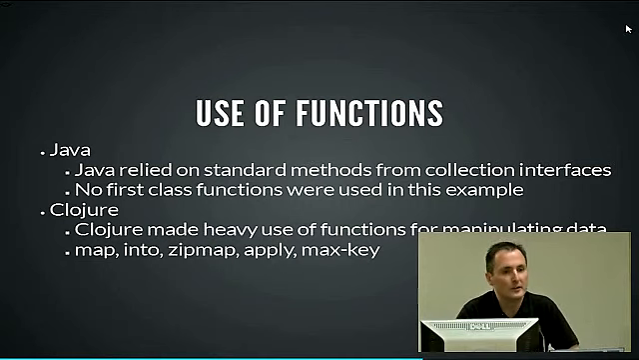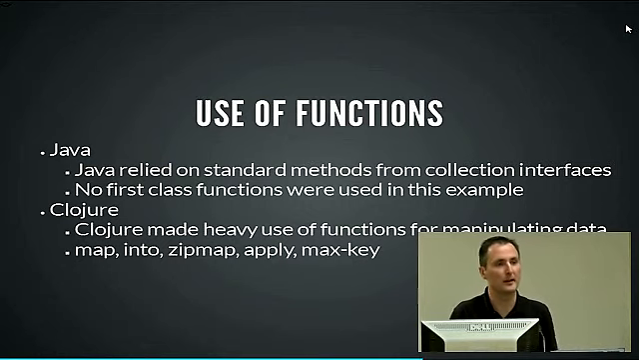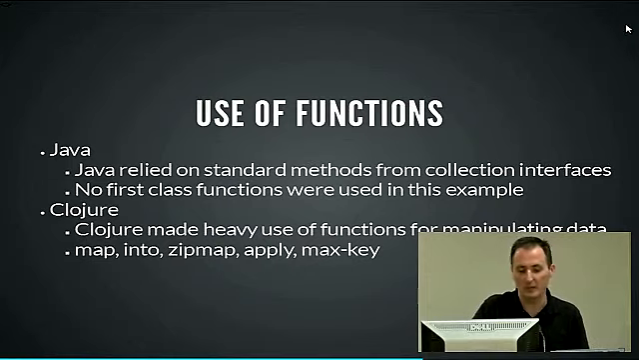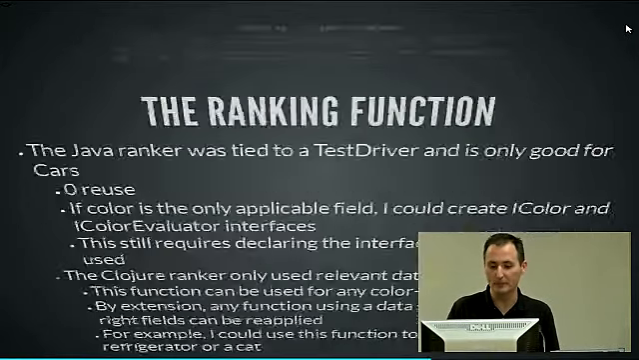Okay, so how did I use functions? In this Java, I really didn't use any functions. This really was a lot more about data representations than functions. Clojure, though, makes heavy use of functions. It's all about having little functions to disassemble my constructs and build new ones and analyze them. Some of the functions I used were map, into, zipmap, apply, max-key. If you want to learn more, go use Google.